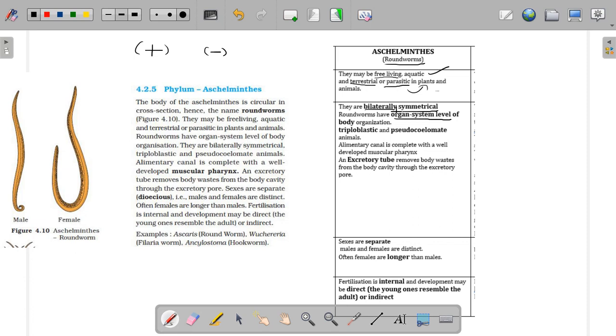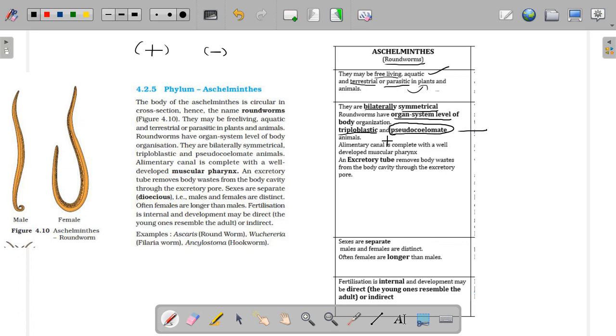The body is developed from three germ layers: ecto, meso, and endoderm. And the body is pseudocoelomate in nature. That means they have a false cavity in the body. This is the peculiar and most distinct group of organisms that have pseudocoelom. Most of the rest are either acoelomate or coelomate organisms. But Aschelminthes are the ones which have pseudocoelom in their body.